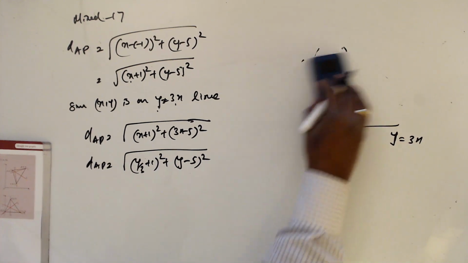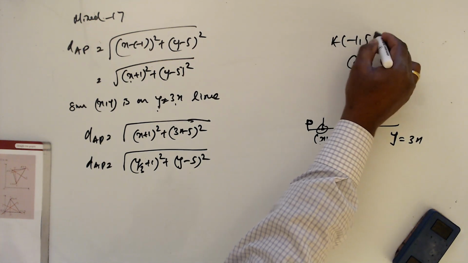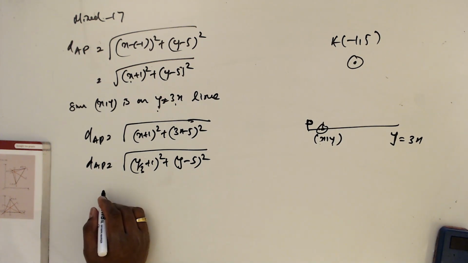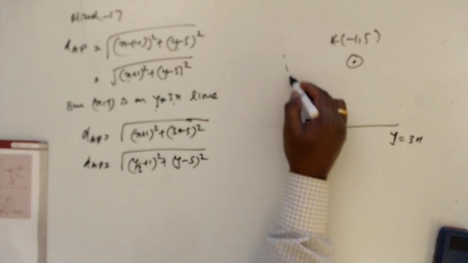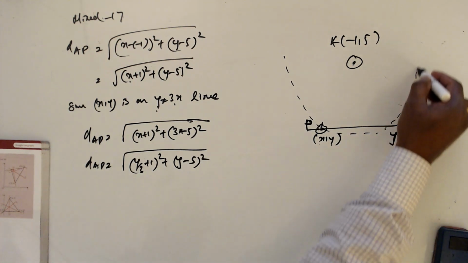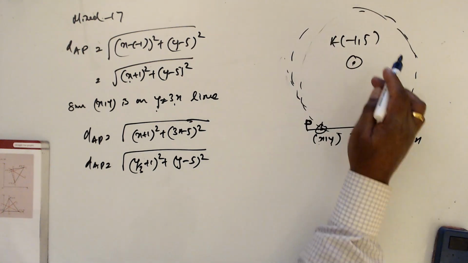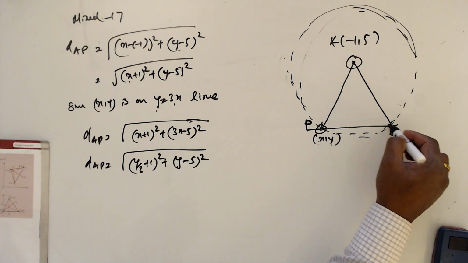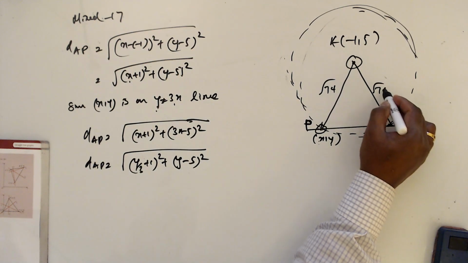I will bring this A point to the middle. This is the A point, minus 1, 5. Now part B, we need to find 2 points. Basically we know that this is going to be a circle. So there are 2 points at the same distance. The radius of this one is square root 74.